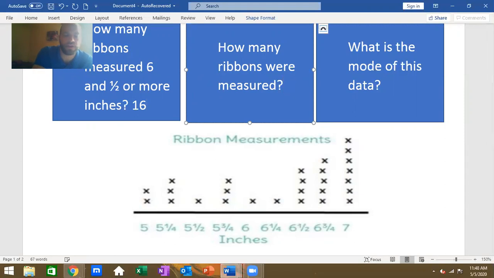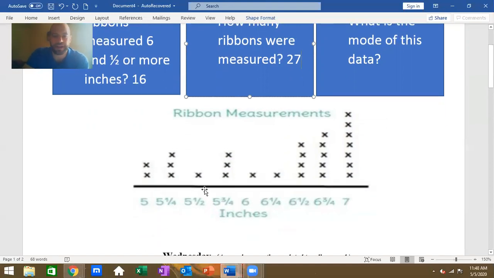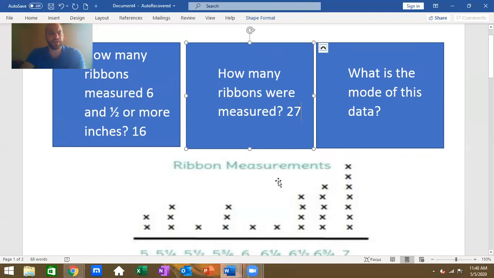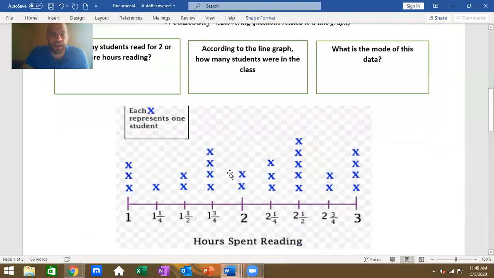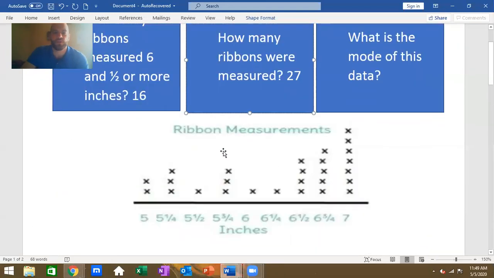One other thing I should have mentioned is that sometimes they have a tricky key. If it said the key, 1 X equals 5 ribbons, then all of our math would look different. So always make sure there's not a key saying the picture represents more than one. We always assume that a mark represents 1, but sometimes you'll see a key saying each mark represents 10 or whatever, which is not the case here. The key says each X represents 1 student.